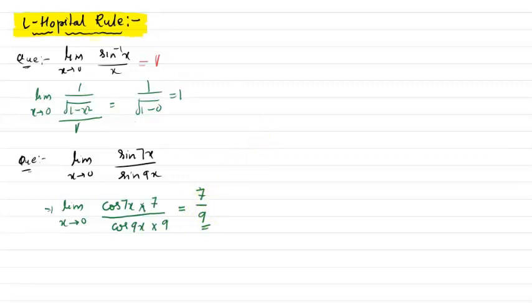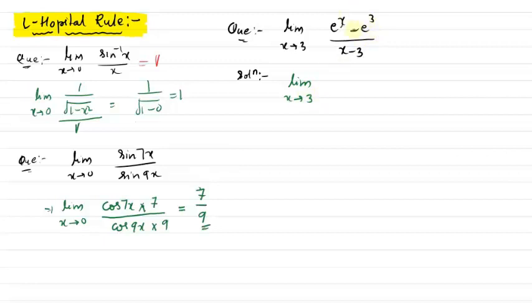Now the next question says find limit x tending to 3 of e raised to power x minus e raised to power 3 divided by x minus 3. So again let's start with the LH rule. We can write this as limit x tending to 3. It is again 0 by 0 form. If I put x as 3, it will be e raised to power 3 minus e raised to power 3. So it will be tending to 0 by 0 form.